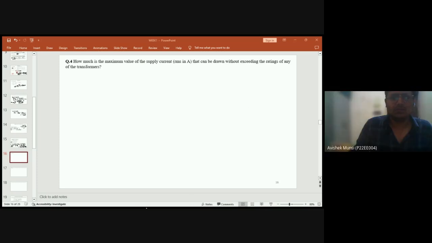So this is the problem. You have to calculate the maximum value of the supply current. In case of the current, the turns ratio should be the inverse of the voltage, right? So solve it.